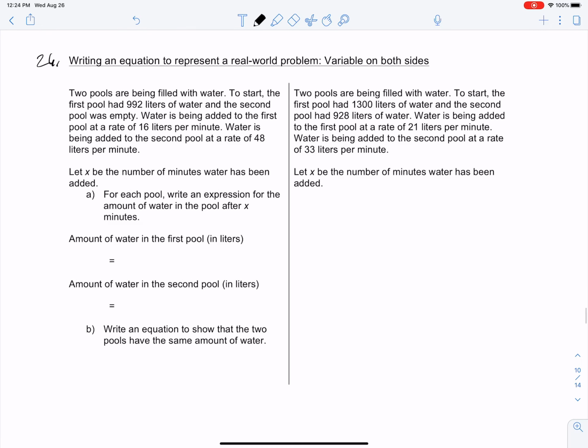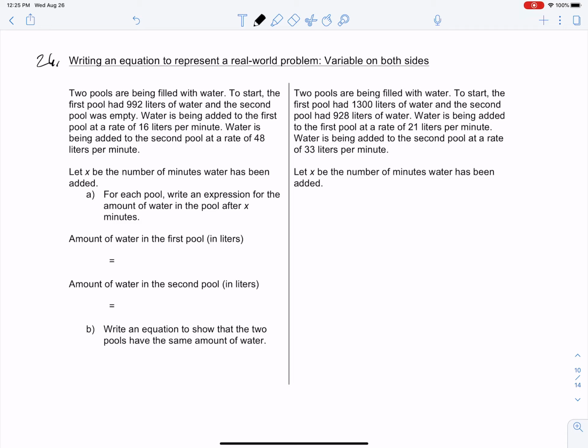Writing an equation to represent a real-world problem, variable on both sides. That doesn't seem too scary. We've dealt with variable on both sides in prior lessons, but let's go ahead and read this and maybe even do a drawing to help us understand it. 2 pools are being filled with water. To start, the first pool had 992 liters of water, and the second pool was empty.